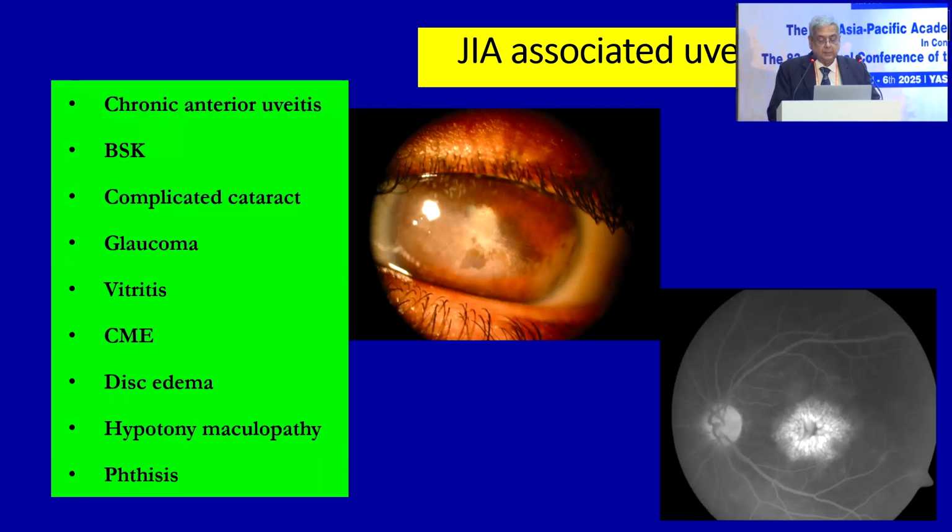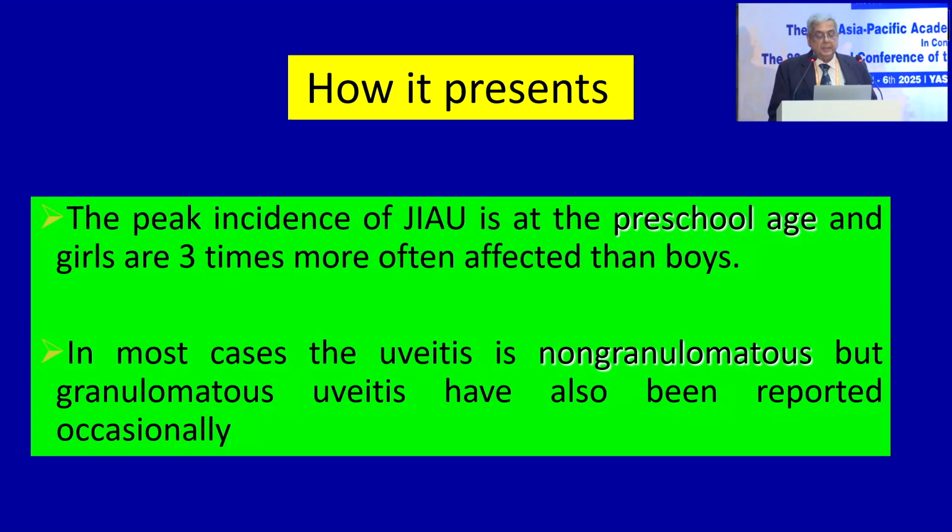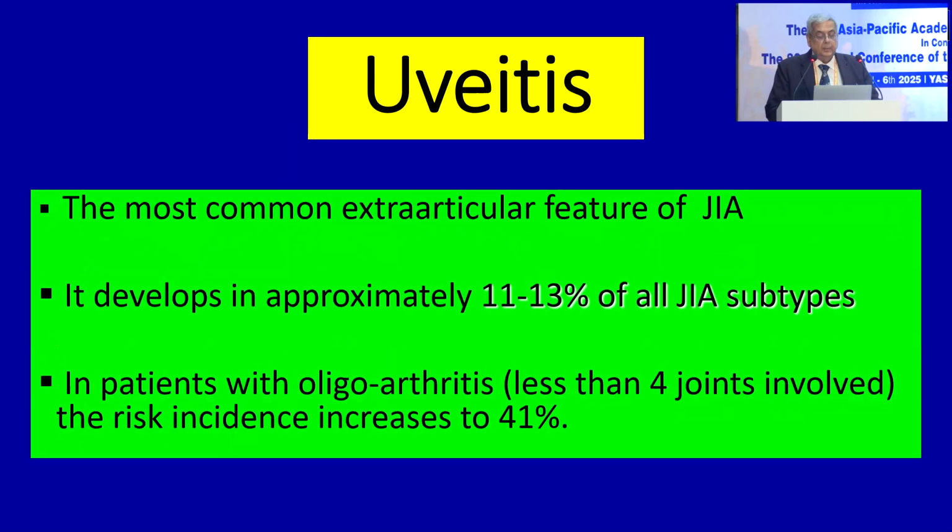The picture shows band-shaped keratopathy in a patient of juvenile idiopathic arthritis associated uveitis, and here there is cystoid macular edema. Juvenile idiopathic arthritis can produce 15% blindness of the affected eyes despite intensive treatment even today. How does it present? The peak incidence of JIA is at the preschool stage, and girls are 3 times more often affected than boys. In most cases, uveitis is non-granulomatous, but granulomatous uveitis and broad posterior synechiae have also been reported sometimes.